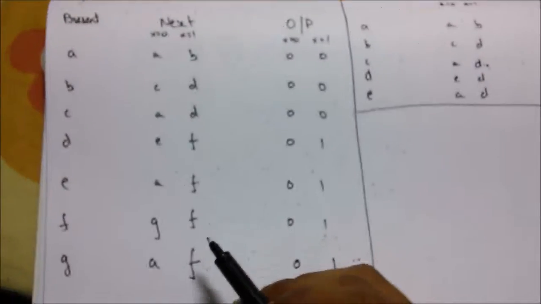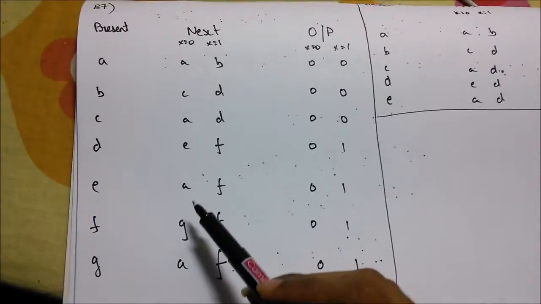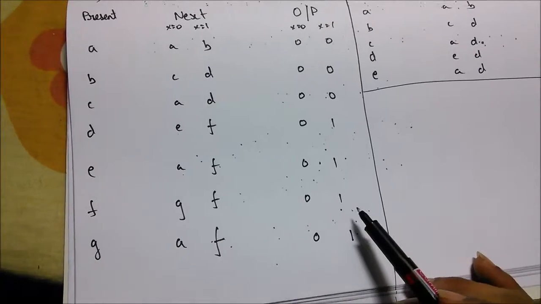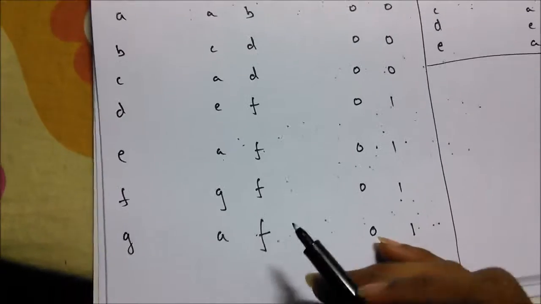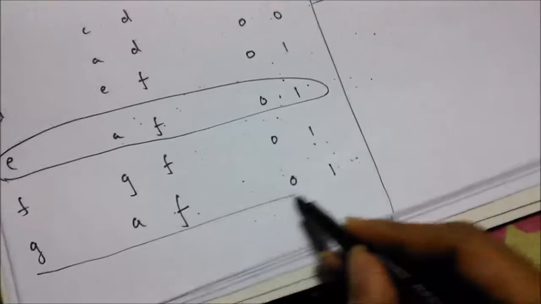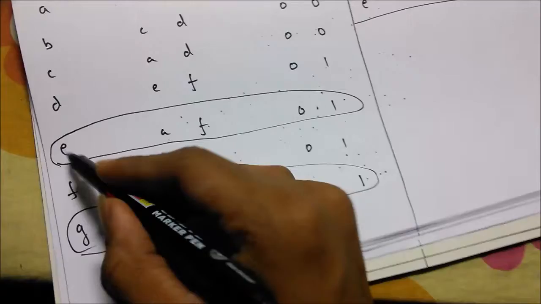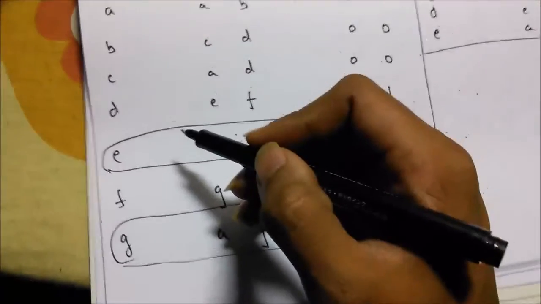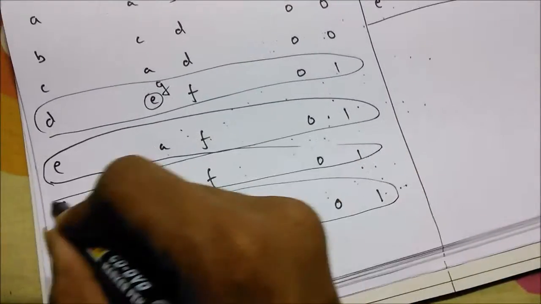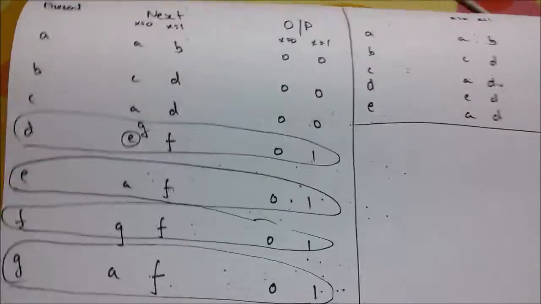Now as we can see from this table, E and G are completely similar since they have the same corresponding next states and the output states. So E and G can be replaced interchangeably. When we replace this E with a G, we get D and F state to be a common state. So now we have the minimized state table.